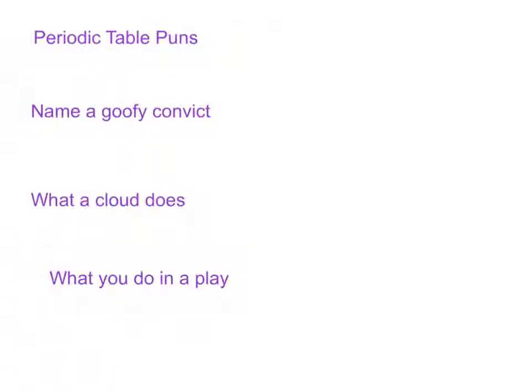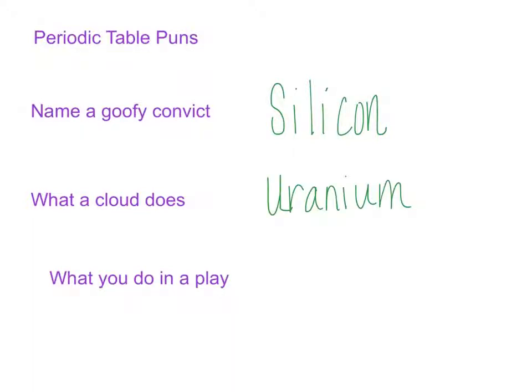Instead of jokes this time, we're going to do periodic table puns. So all the answers to these are going to be periodic symbols. We're going to start with one of my all-time favorites, and that is, what is the name of a goofy convict? He is a silicon. And the next one, what a cloud does? It uraniums. And then the last one, what you do in a play. In a play, you act in them.